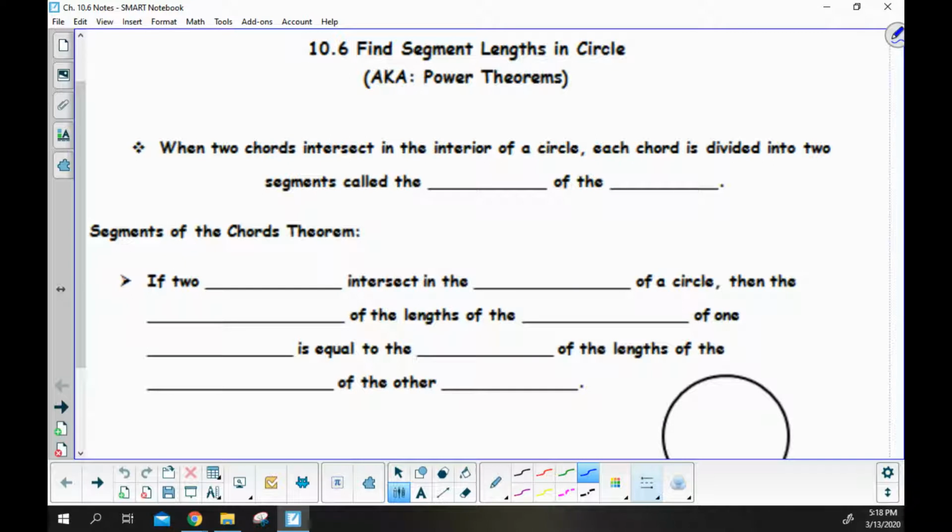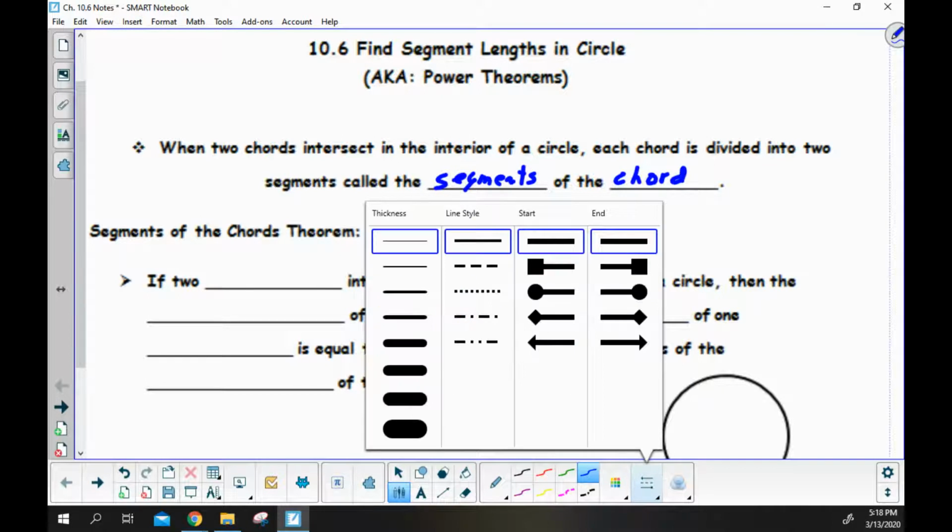All right, so the first thing is when two chords intersect in the interior of a circle, each chord is divided into two segments called, and very basic here, segments of the chord. Segments of the chord.